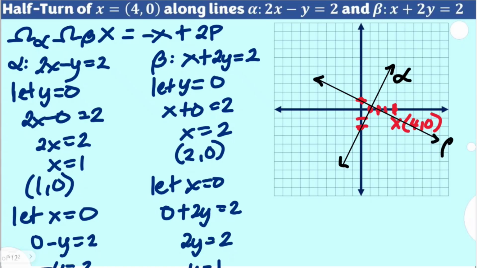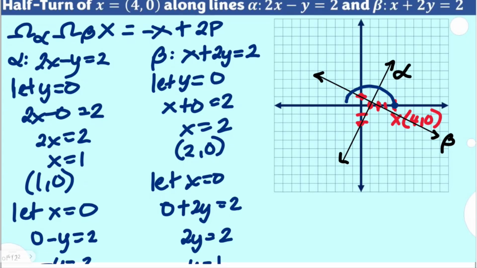So what does this tell us? Our point x is somewhere here. Its half turn along these two lines will be located somewhere here as well. It might be on the axis, but that depends on the existence of our point P. So what we need to do here is to determine our point P. What we can do is to use the process of elimination.